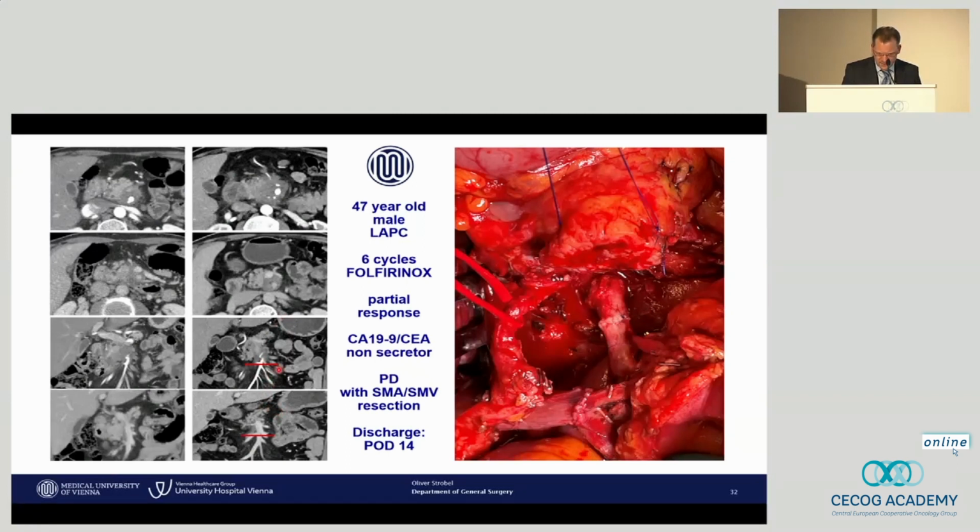And in this case, you can see here in red the level of resection of the vein and here the artery, and this is the situs after resection. This patient left the hospital after 14 days. So I think we have to carefully select these patients, but then even with careful selection, even tumors that formerly were unresectable are resectable. And again, we have to look at our results: morbidity, mortality, and long-term survival. And we will see how this patient does. He will soon begin adjuvant therapy.